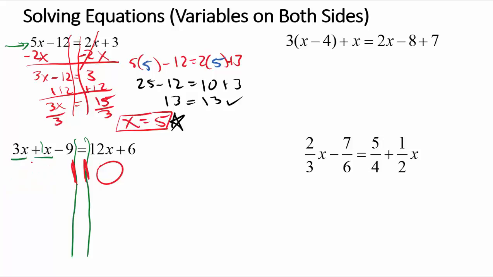What I'm going to do, though, again, is just combine the like terms. Should make my steps a little bit easier. So 3x and 1x should give me 4x. So it's 4x minus 9 is equal to 12x plus 6.